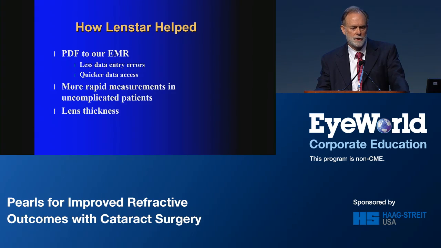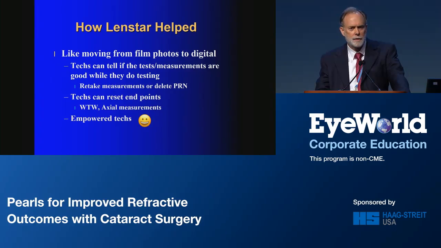So in particular, how did the Lenstar help us? Well, the first thing we were able to do is download its readings into a PDF that could go into our EMR. That got rid of some data entry error and helped those doing the calculations not have to be next to the machine. We were able to get more rapid measurements in uncomplicated patients, and we're able to get lens thickness for the first time, which helps the accuracy of our calculations.